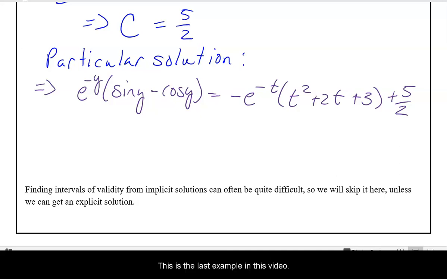This is the last example in this video. I hope that you have learned something about how to use separation of variables to solve differential equations, and this ends the video.